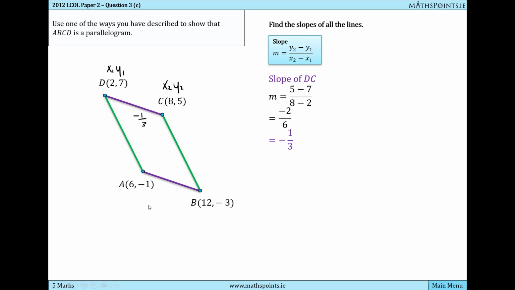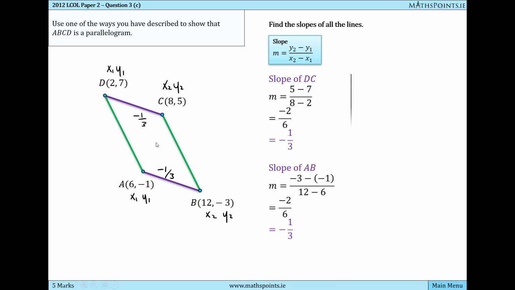If we go down to find the slope of A to B, then we're going to relabel the points. So this time this will be x1, y1, and this will be x2, y2. We're going to plug these into our formula. So y2 minus y1 is minus 3 minus minus 1 over 12 minus 6. On the top here we have minus 3 minus minus 1, so that's minus 3 plus 1, which is minus 2. And on the bottom we have 6. And again, this simplifies to give us minus 1 over 3. So we've shown that these opposite sides are parallel. So the line DC and the line AB are parallel to each other.